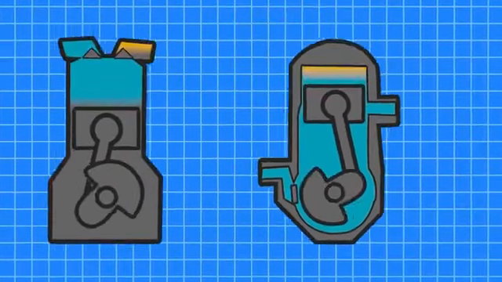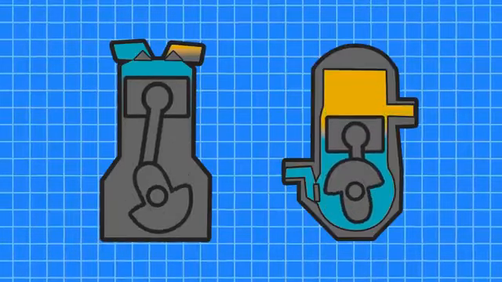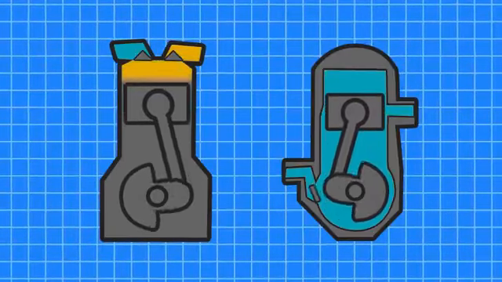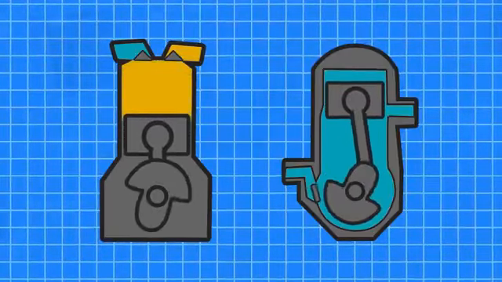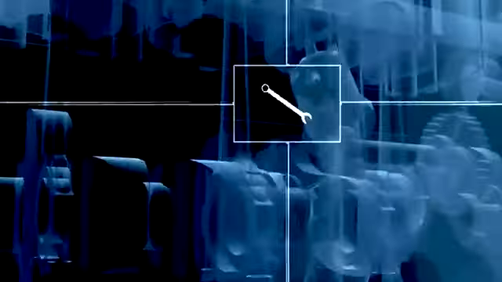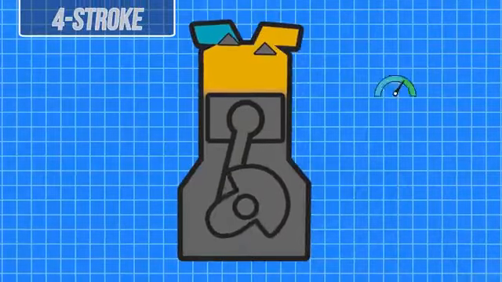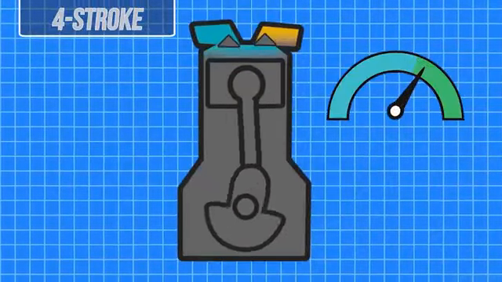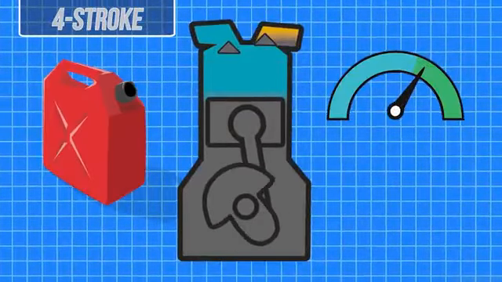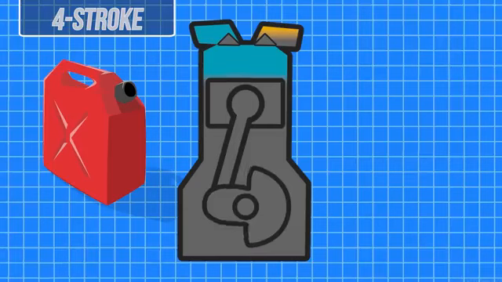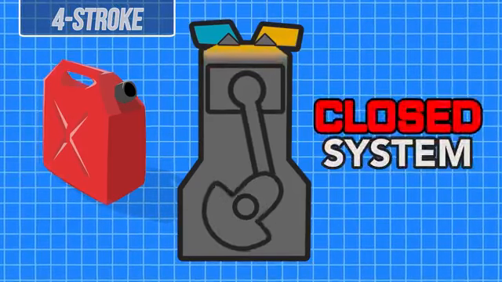These are the basic mechanics of each engine type, but both have significant advantages and disadvantages, which has ultimately led to a more widespread use of the four-stroke engine. Looking first at efficiency, a four-stroke engine achieves great efficiency due to the fact that nearly no fuel is wasted in the intake cycle. In other words, the fuel is drawn into a closed system.